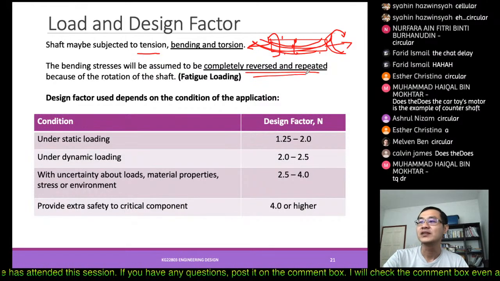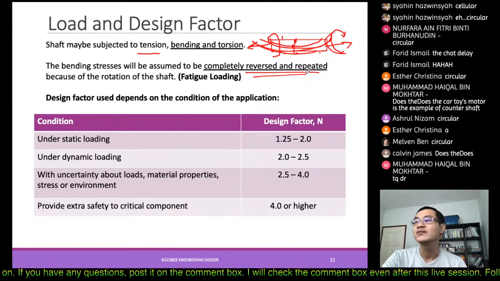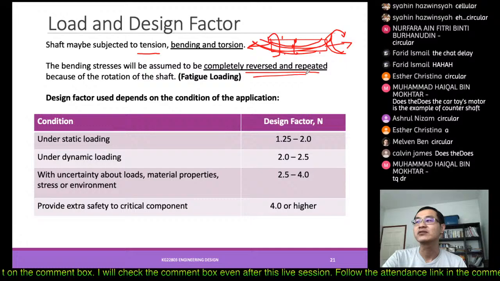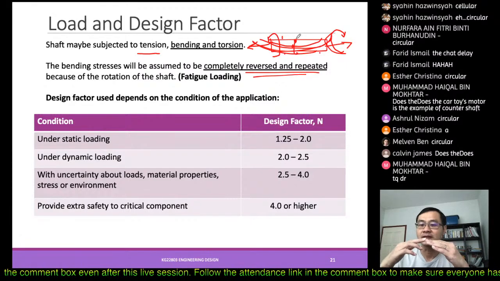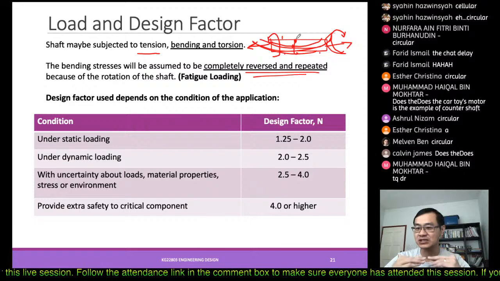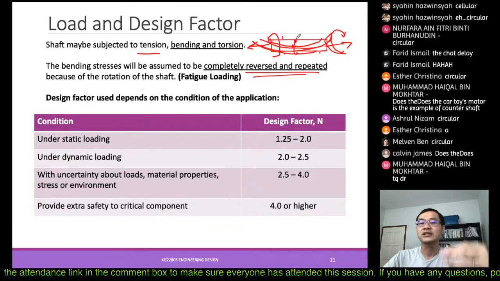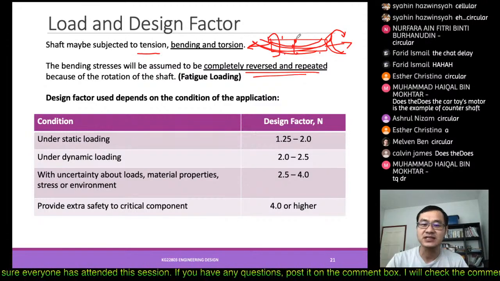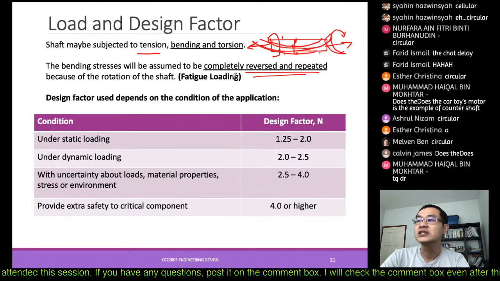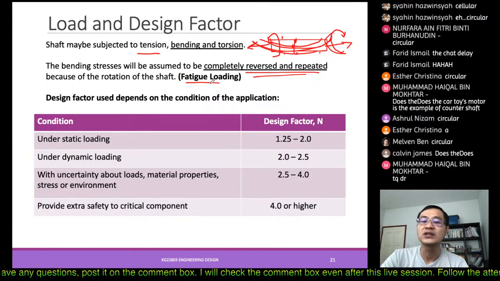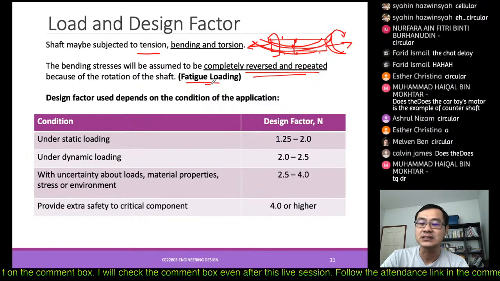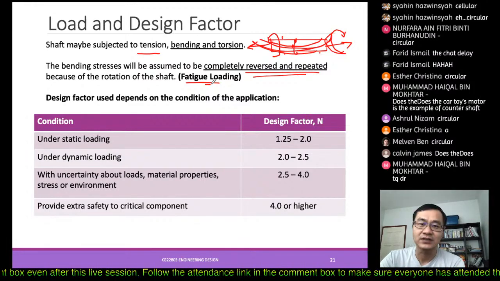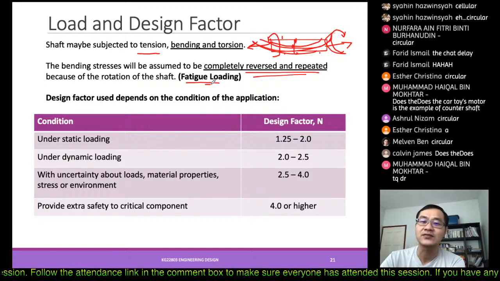We will say that the bending stress in the shaft is subjected to completely reversed and repeated loading. From being compressed at the top, it rotates down, being stretched at the bottom, then rotates back and is compressed again, and it keeps rotating. So the bending stress changes. In the shaft, fatigue loading is sometimes more critical. Fatigue refers to the type of stress where you have repeated loading.